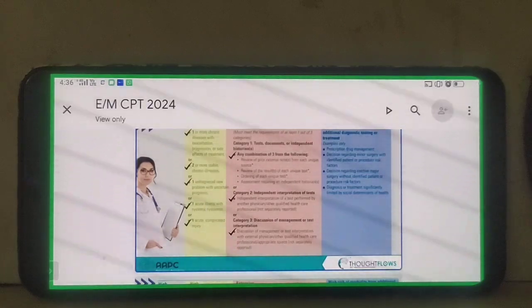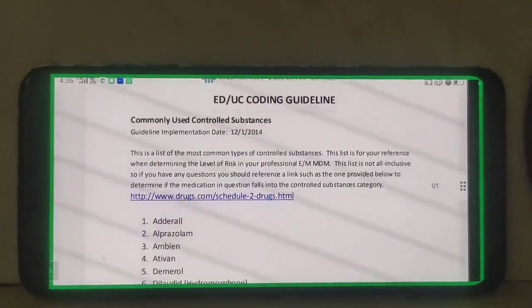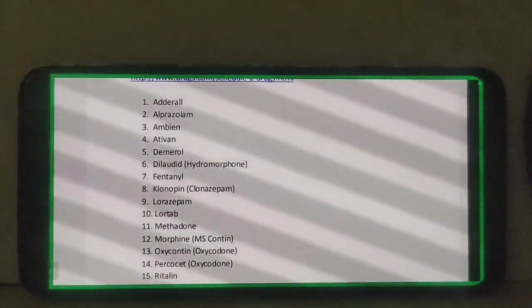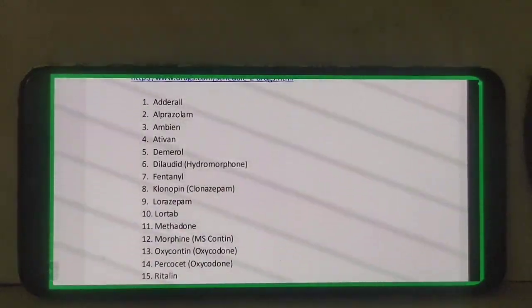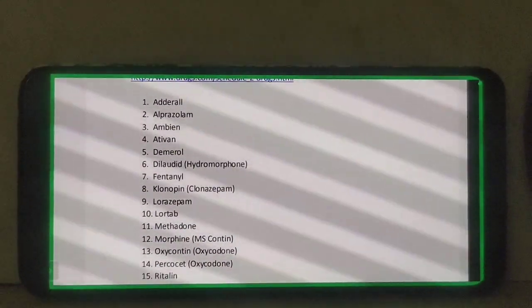Okay. Now, take this example for parenteral controlled substance. So, these are the examples for parenteral. If you see any of these injections in your document, consider it as an IV parenteral substance.